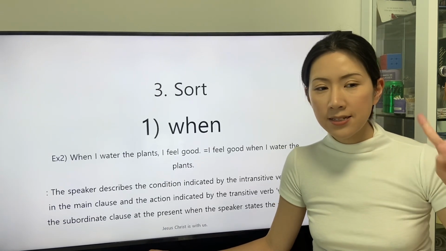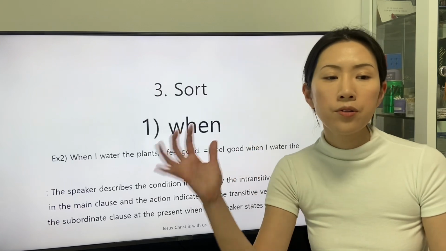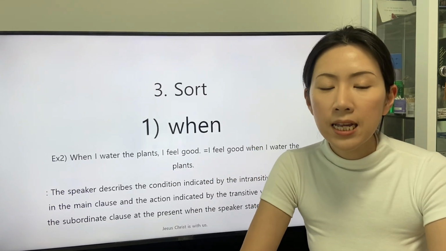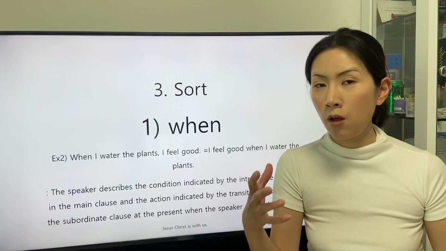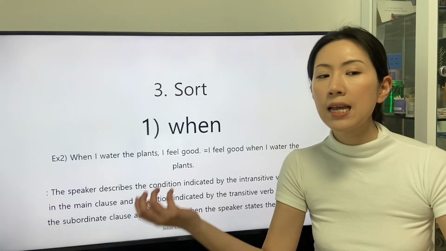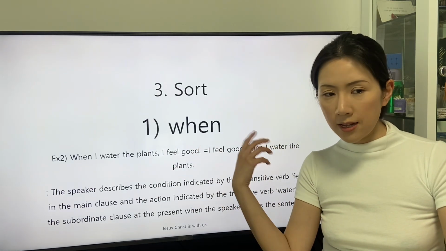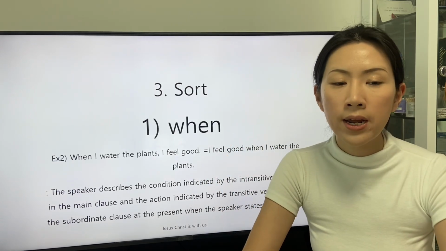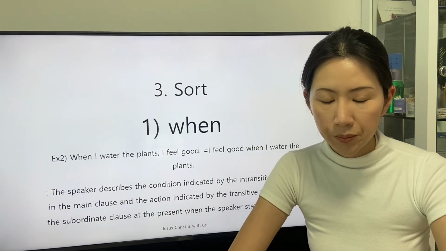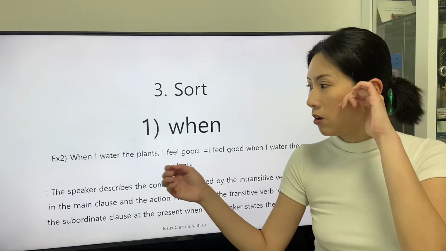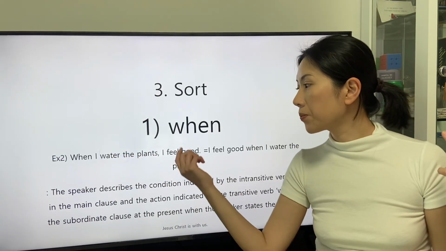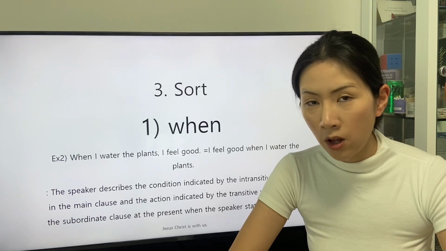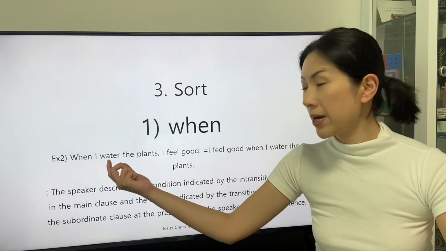The second sentence is this: when I water the plant, I feel good. The speaker who intends to convey the main intention in the main clause states the sentence like this: I feel good when I water the plant. We can see the tense of the subordinate clause and the main clause accorded as the present tense.